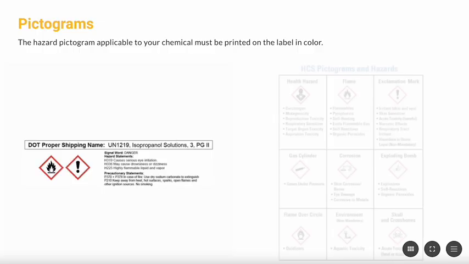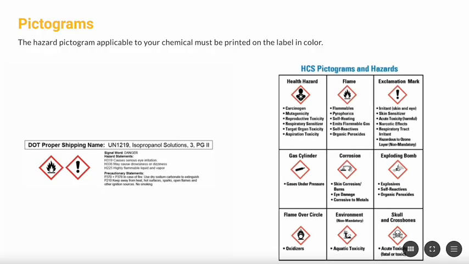Pictograms are symbols used on chemical labels to alert users to the hazards of a chemical. There are 9 pictograms that represent physical hazards, health hazards, or environmental hazards. These pictograms are determined by the Chemical Hazard Classification and may be included on the label based on information from the Material Safety Data Sheet, MSDS, or Safety Data Sheet, SDS.